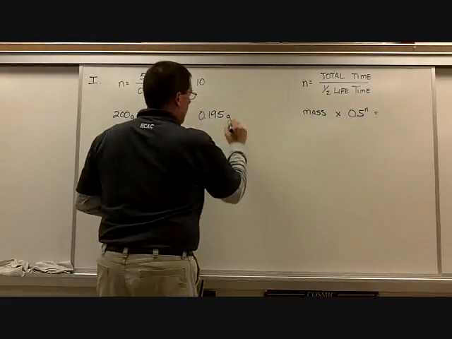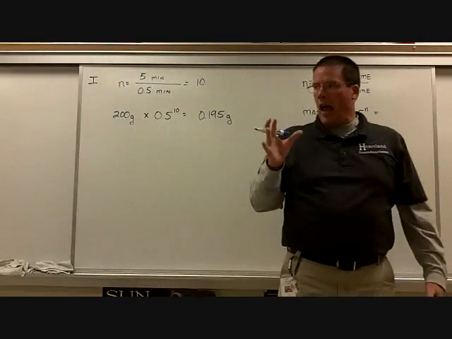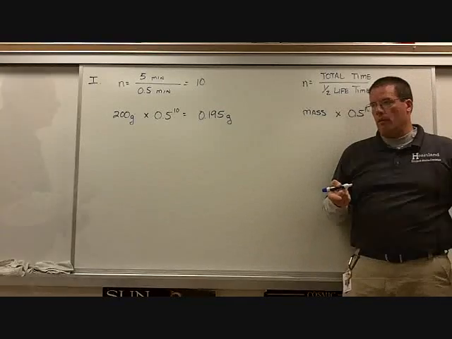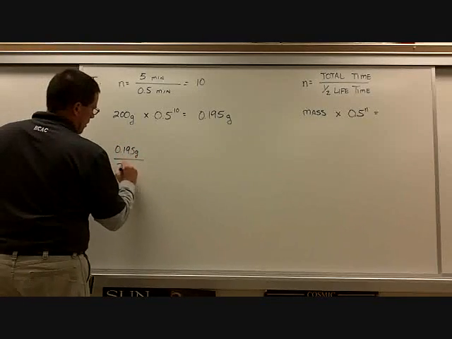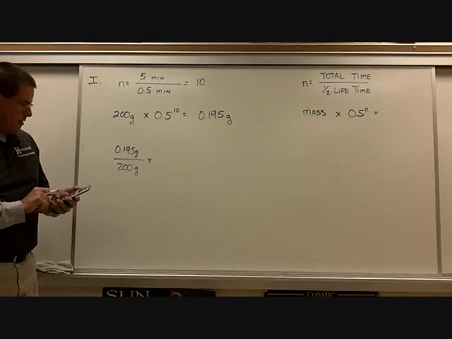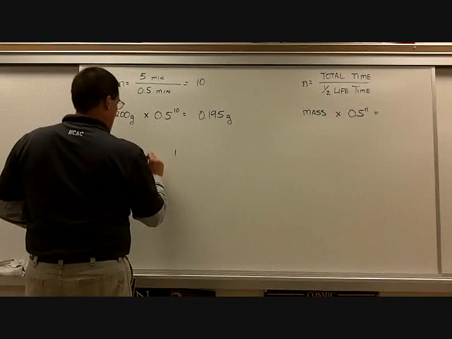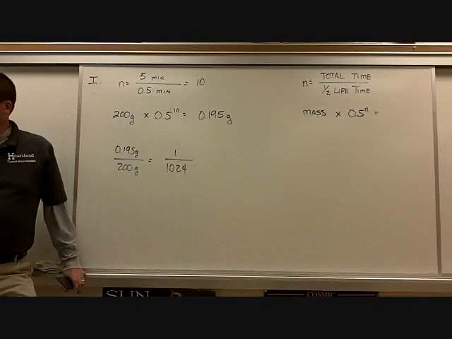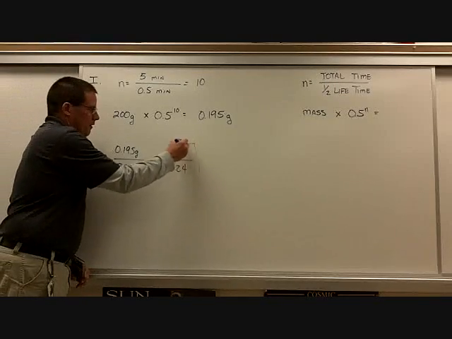0.195. Now think about this. It's gone through 10 half-lives. So if it's gone through 10 half-lives, it wants to know what fraction of the amount remains. So here we can say that we have 0.195 grams to get the fraction over 200. So it's 1 over that. Okay, so that's how much remains. That's our fraction.